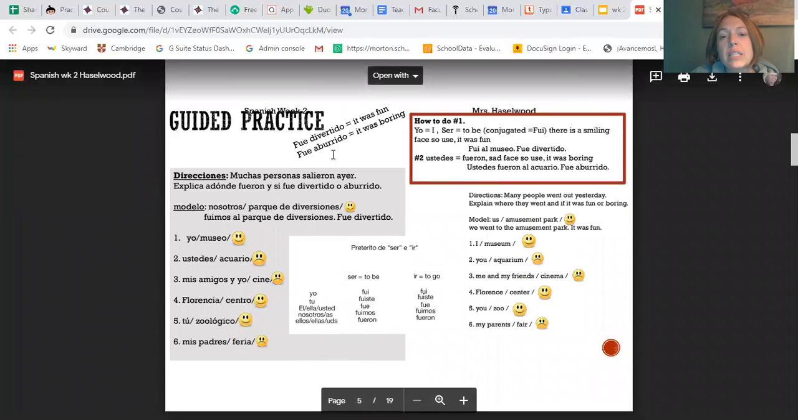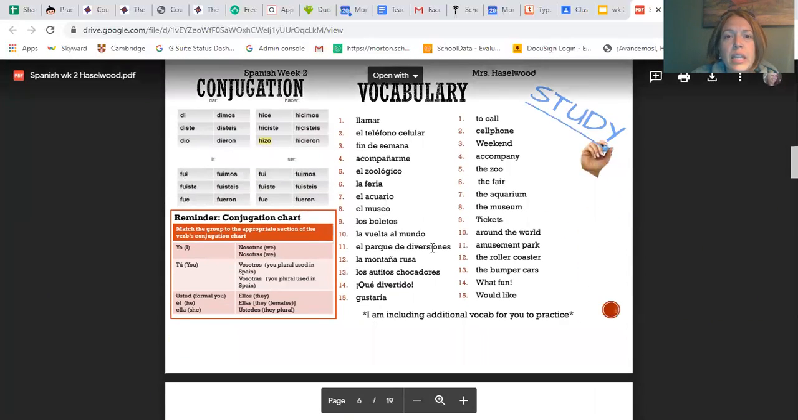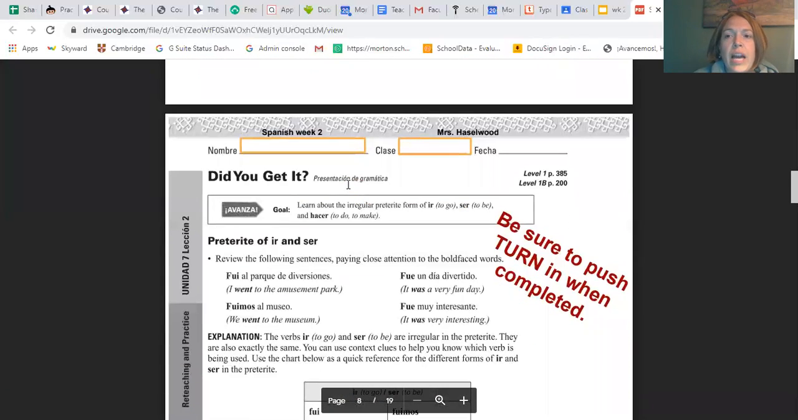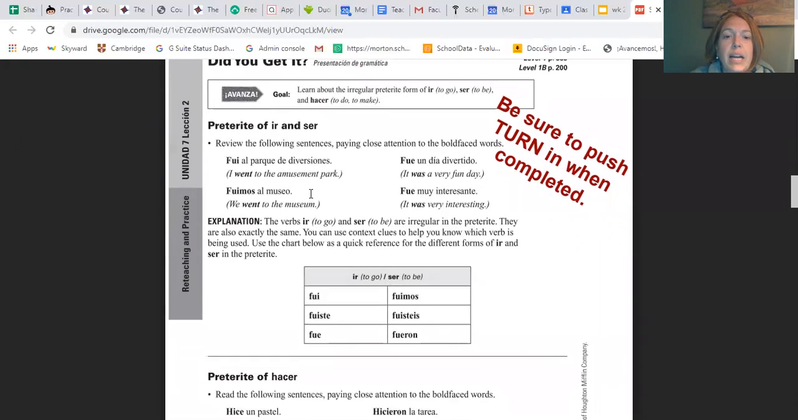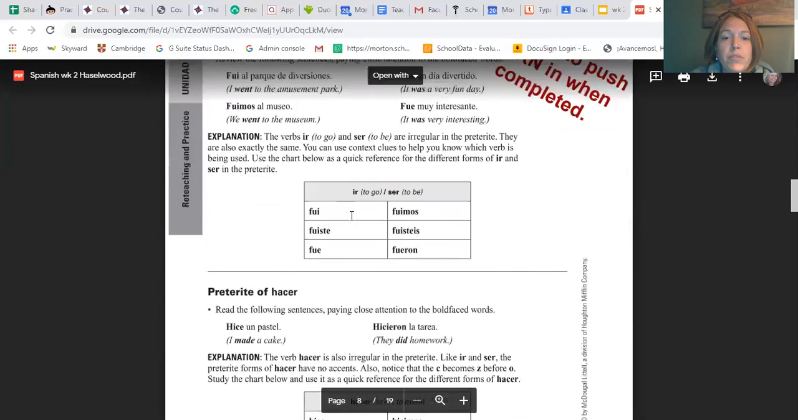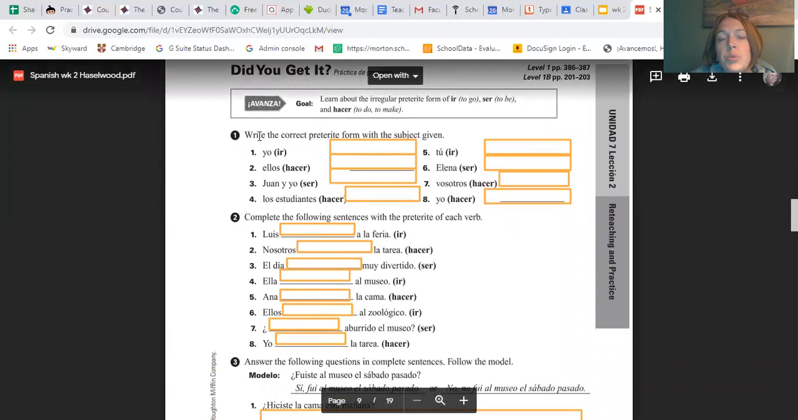Here's some more guided practice for you guys to work through. Some vocabulary to study. I have learned specifically that we have some questions on the actual assessment or the assignment portion of it. So let's take a quick peek at that. Here's some review of some conjugations, some different examples. Scroll down a little bit more right here. Okay, so you want to write the correct form of the verb. And they're going to switch between ir, ser, and hacer.